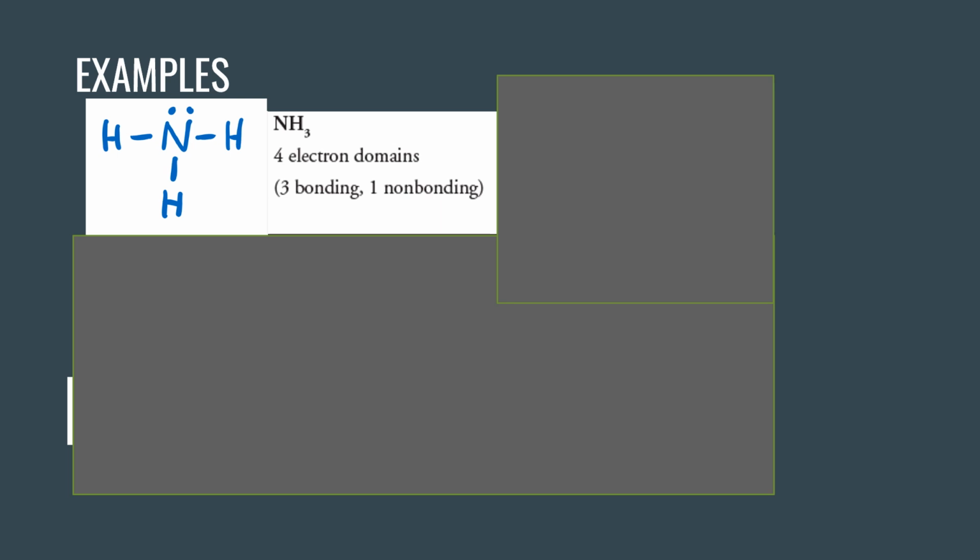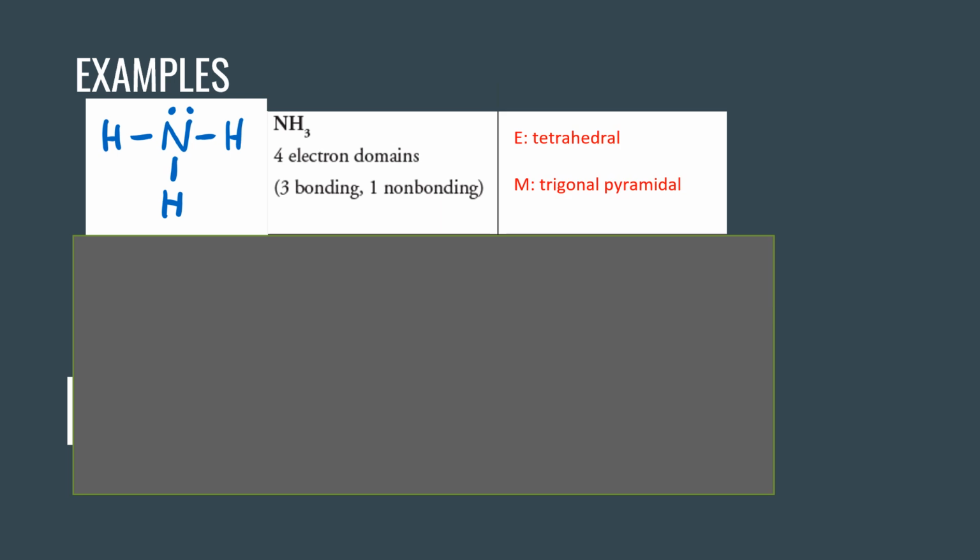You have NH3, nitrogen trihydride, common name ammonia. Remember when we've been doing the Lewis dot structures, this is why it's important to get it right. If not, you're going to mess up your Lewis dot structures and then mess up your VSEPR theory. You don't want to do that. So there are four domains: three bonding and one non-bonding. For four domains, the electron geometry will always be tetrahedral, but the molecular shape is now trigonal pyramidal.